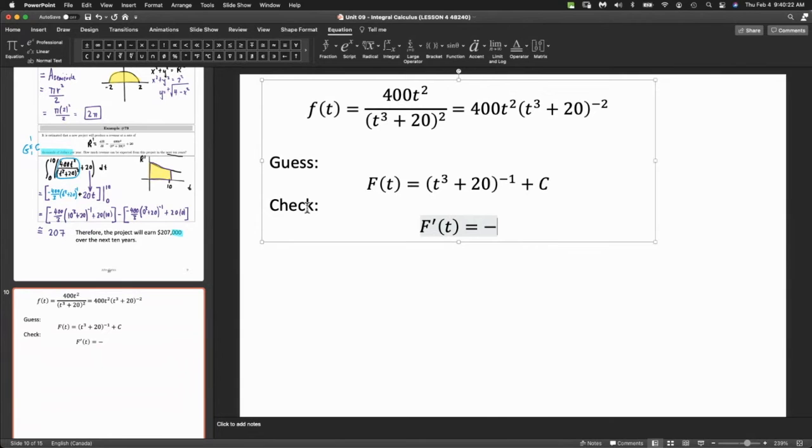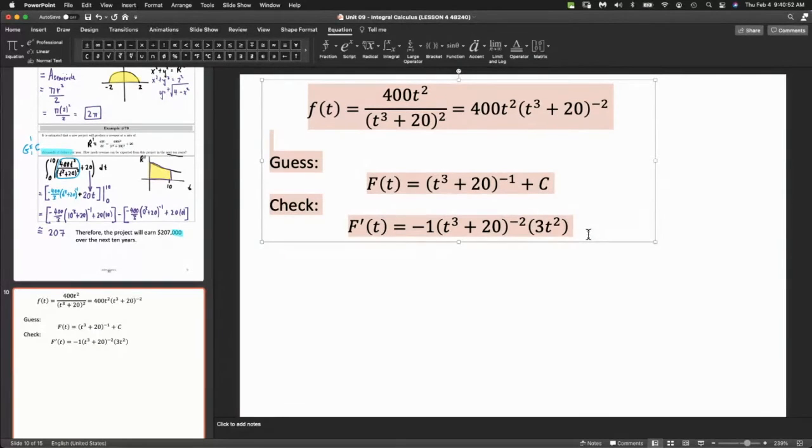So if we find the derivative, we get negative 1 t cubed plus 20 to the negative 2 times 3t squared. Let me know in the chat, did that make sense so far? I'm just dealing with the antiderivative of the complicated term, not the 20 at the end, because the 20 at the end is just 20t. That's not the bad part. Did this make sense so far? Let me know in the chat. Are you with me? Okay.